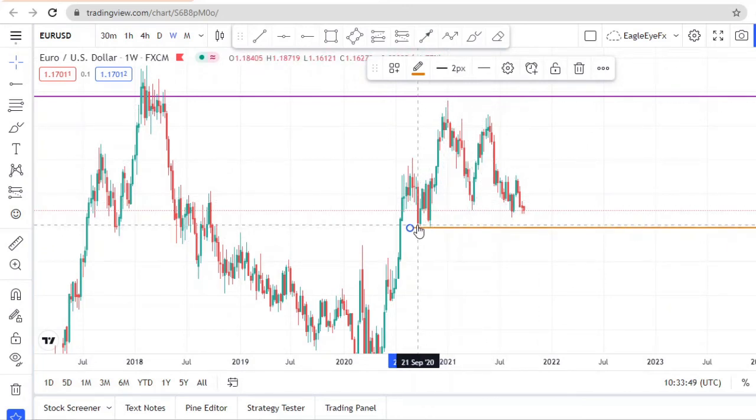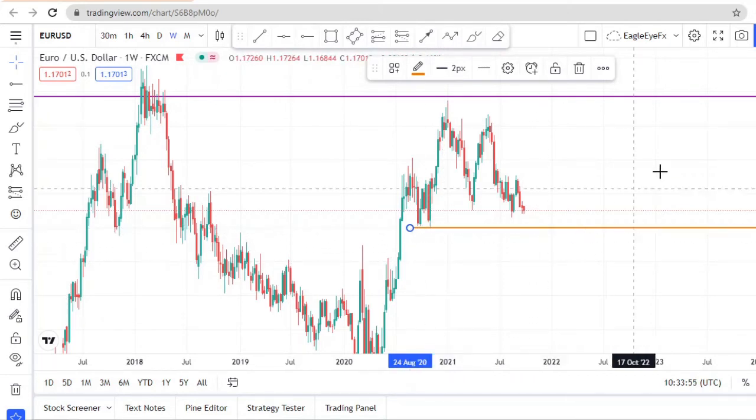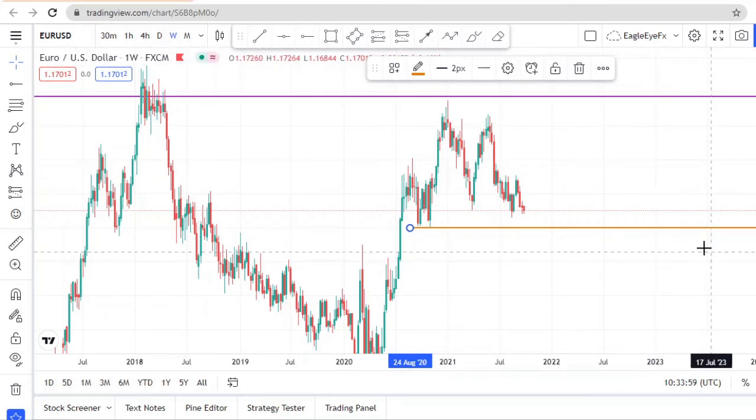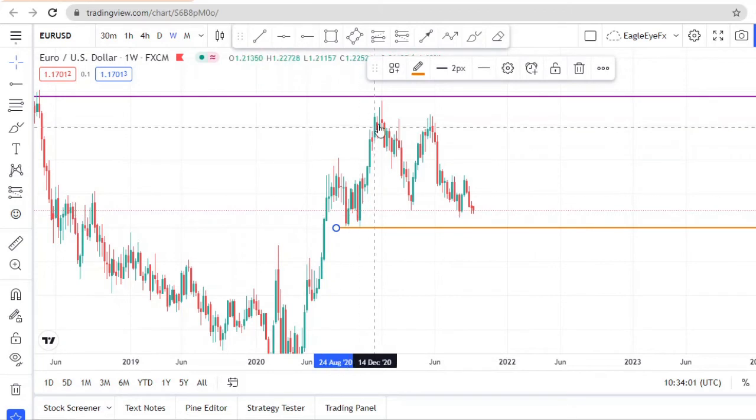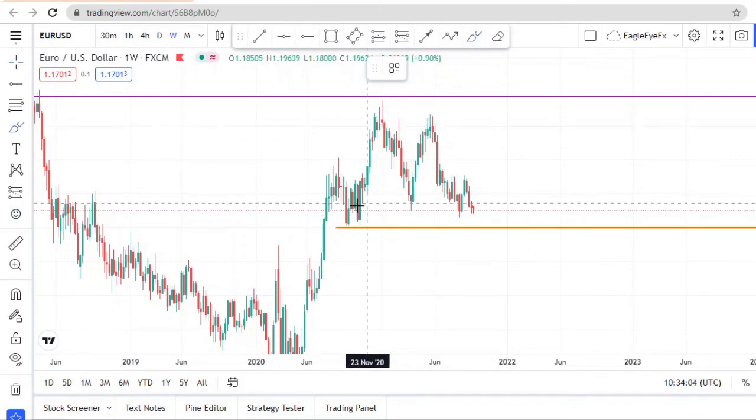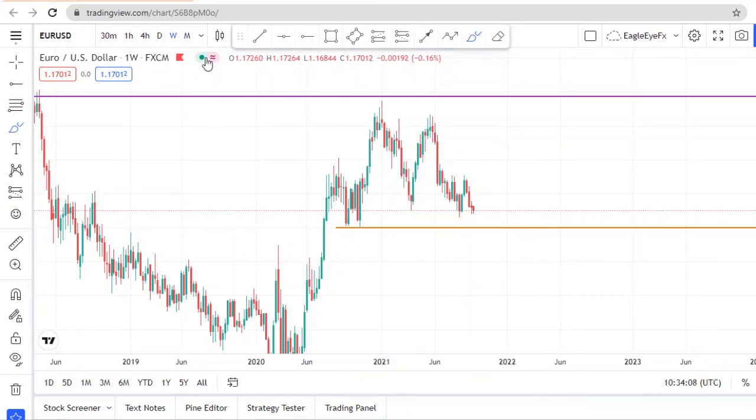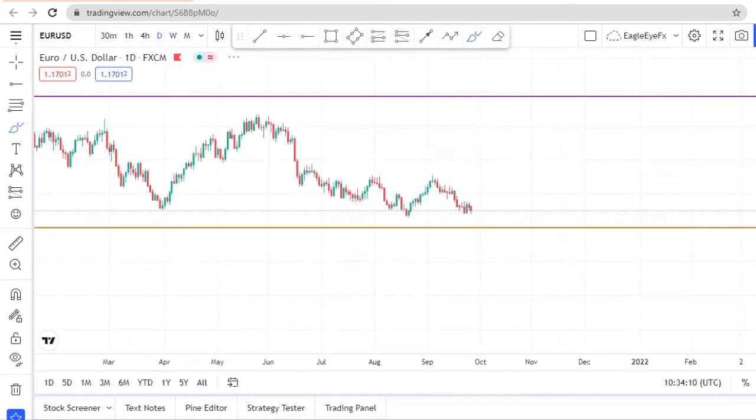We've not seen it since 21st of September 2020 and 22nd of November 2020. It has not been able to break that level over there. Okay, yeah, and you can see the M formation that I was talking about. It's what it has formed. Let me go to the daily time frame and see.